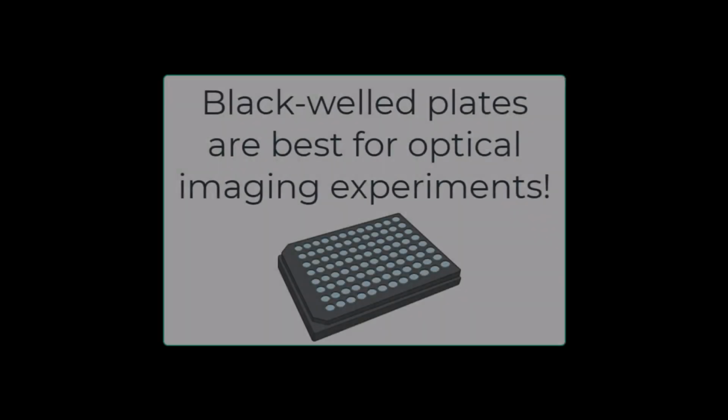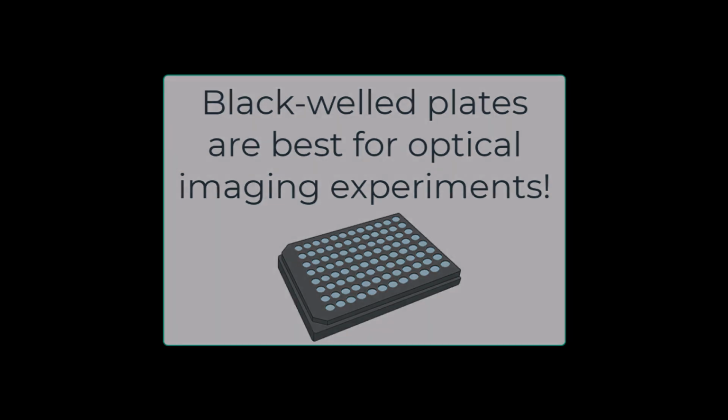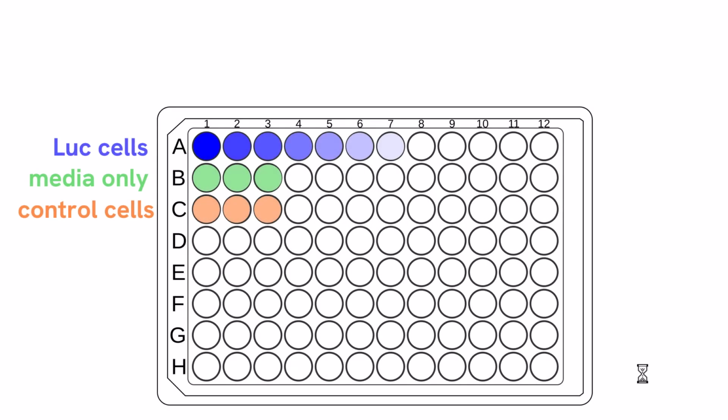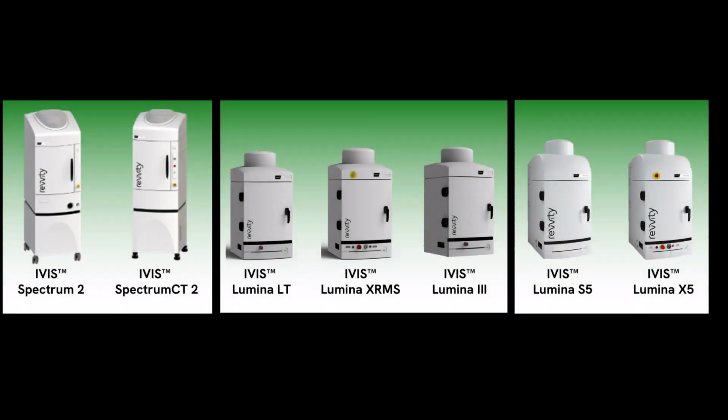It is highly recommended to use black well plates for all procedures in the IVIS. White and clear plates can cause many issues with bioluminescent or fluorescent reporters, including autoluminescence, autofluorescence, reflection, and contamination of neighboring wells. Prior to imaging these wells, add 100 microliters of D-luciferin substrate to each set of wells. D-luciferin is added at a concentration of 150 micrograms per ml. Incubate for 5 minutes at 37 degrees Celsius. We're now ready to image.